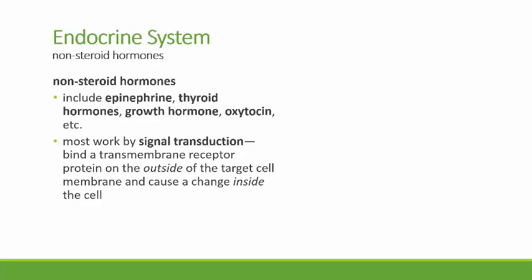Non-steroid hormones are those, again, that are built from amino acids: a single amino acid, short chains, or very long chains of amino acids. They include hormones like epinephrine, also known as adrenaline. Epinephrine is produced by the adrenal medulla. The two thyroid hormones are produced at the thyroid gland, and growth hormone and oxytocin come from the pituitary gland, and there are many more as well.